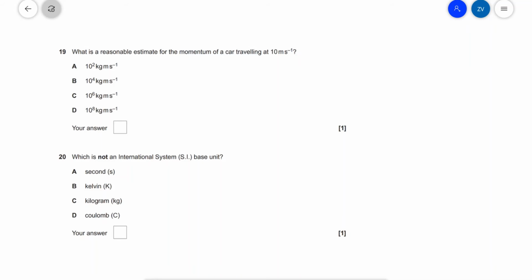And let's go over the last two questions of the paper. Question 19, what is a reasonable estimate for the momentum of a car traveling at 10 meters per second? So momentum is equal to mass times velocity. Let's assume that the mass of the car is 1,000 kilograms, a very reasonable estimate, multiplied by 10, and this is going to give us 10 to the 4 kg m s to the power of -1, which corresponds to my answer being B.